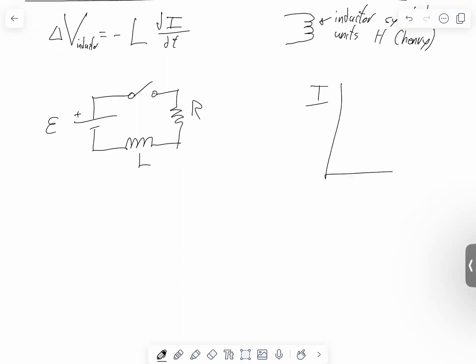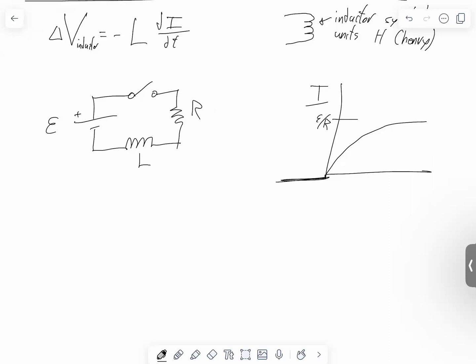I'm going to go ahead and tell you guys the punchline. The current is going to asymptotically increase from its continuous before the switch is closed 0 value, asymptotically rise up to a final value equal to the voltage across the resistor. Well, the current through a resistor alone.